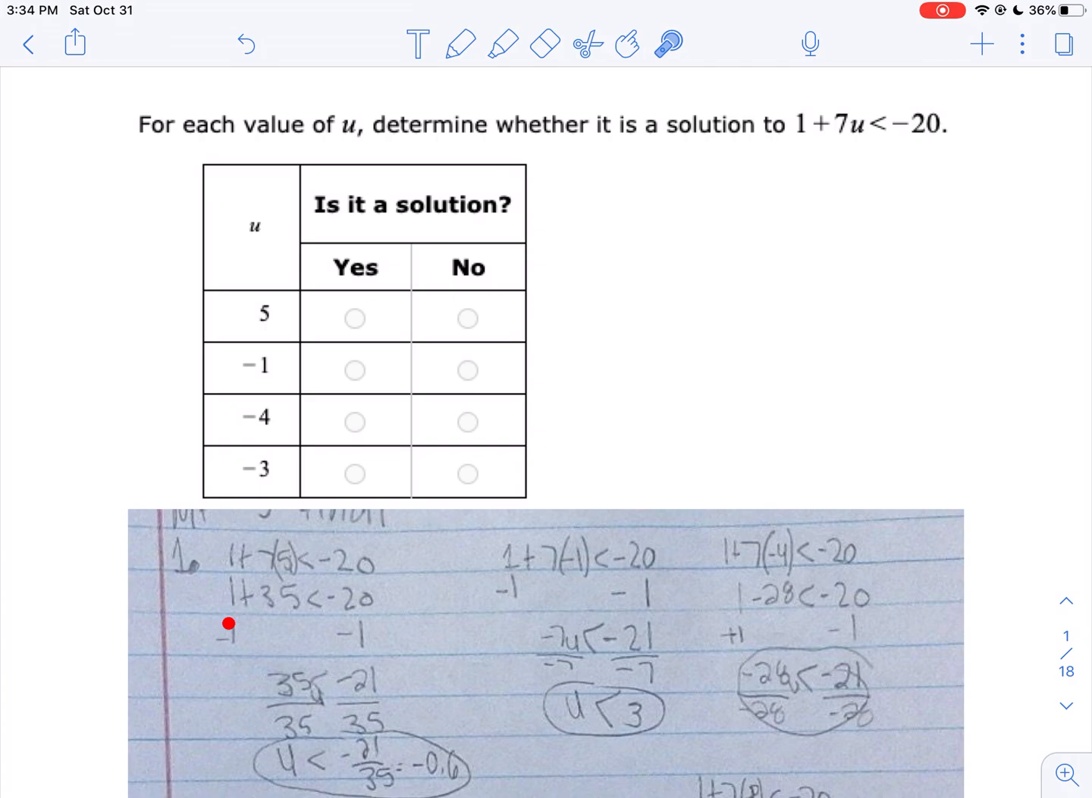I don't know why you subtracted 1, but that's actually okay. What I do have a huge problem with is, where does u come from? U is 5. You should have stopped with 35 being less than negative 21. Is that true? No, it's not. And I think you might have had that selected too.